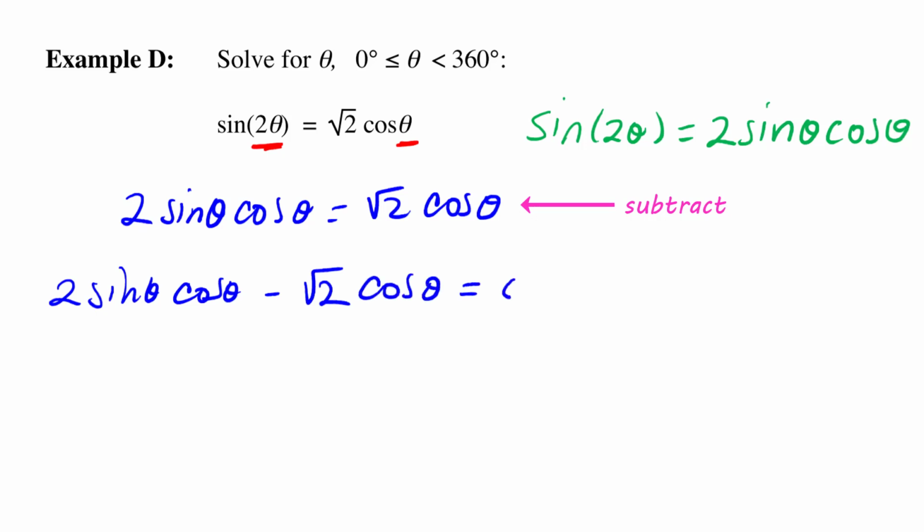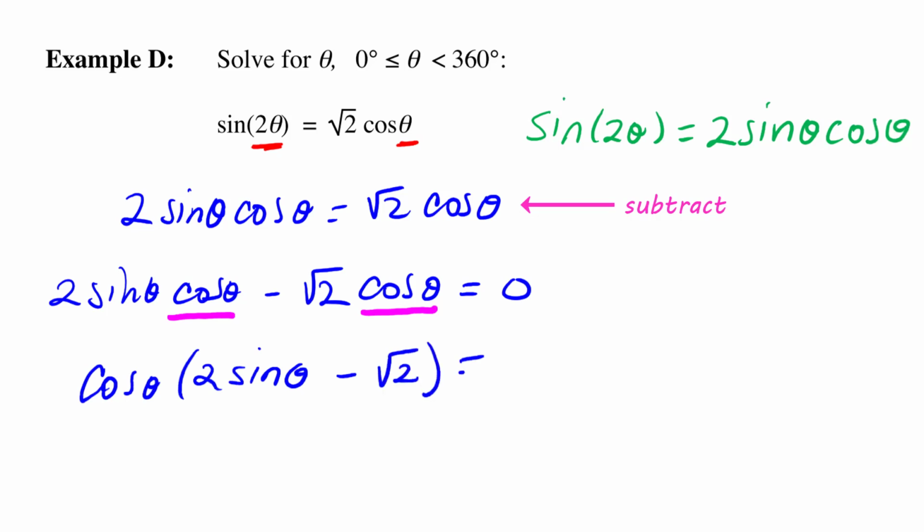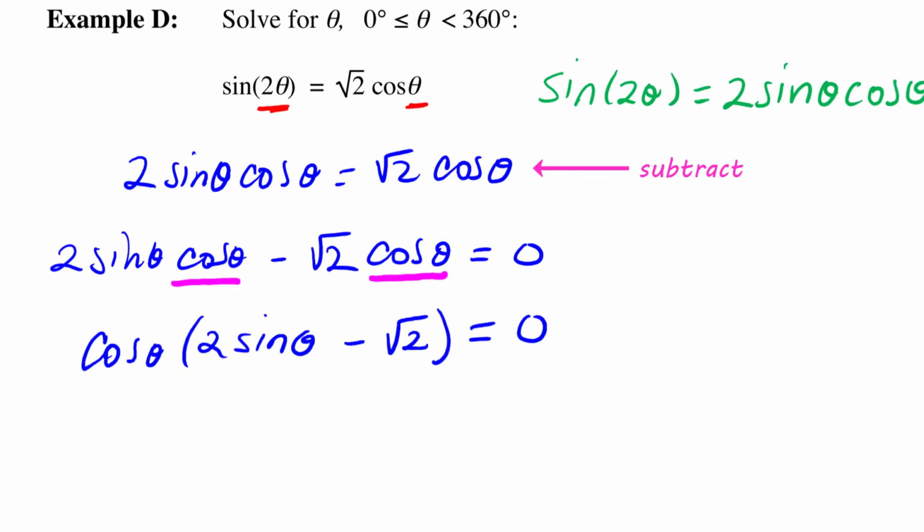Now notice that we have sine theta times cosine theta, and also root 2 times cosine theta. Cosine theta is actually a common factor, so we're going to factor out cosine theta. And as we do, we get 2 sine theta minus square root of 2, still, of course, equal to 0, and that means we'll set each factor equal to 0.